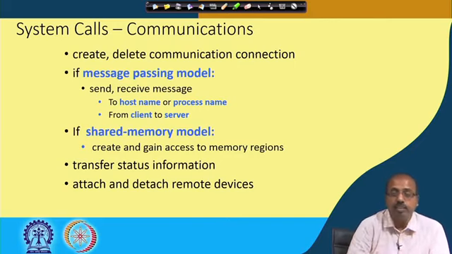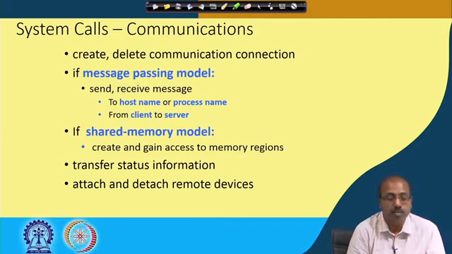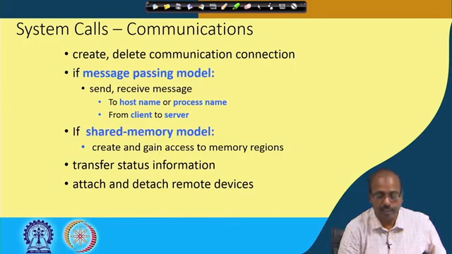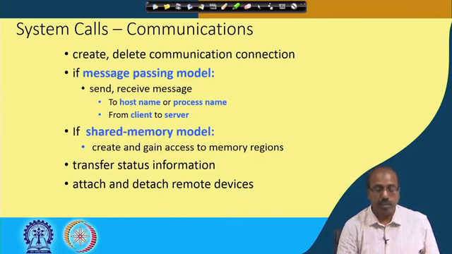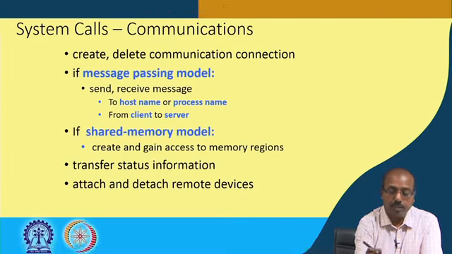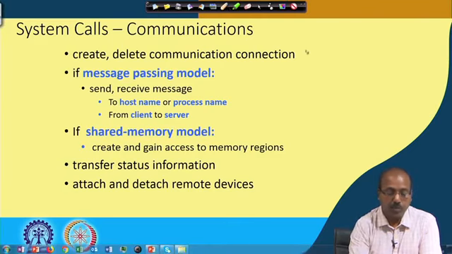Then for communication between the processes, we have to have create, delete communication connection calls. So, this is one type of calls. If it is the message passing model, we have send and receive messages. If we have the shared memory model, then we want to create or gain access to shared memory regions. Whenever you have a multi-processing system, one particular model that we have is the message passing model.